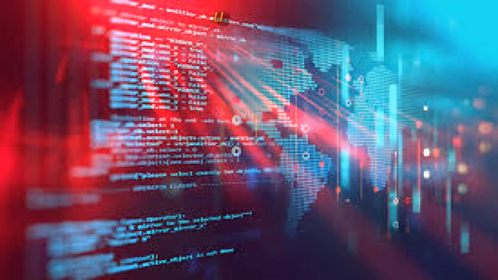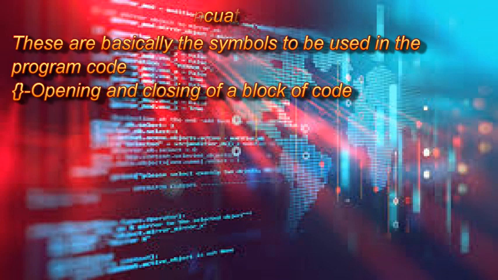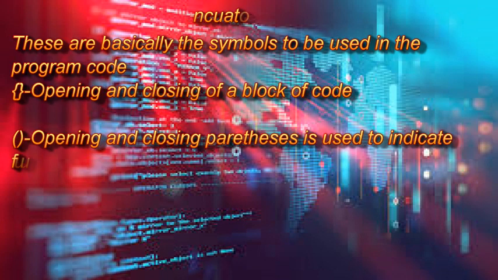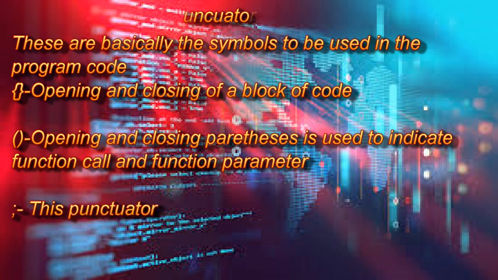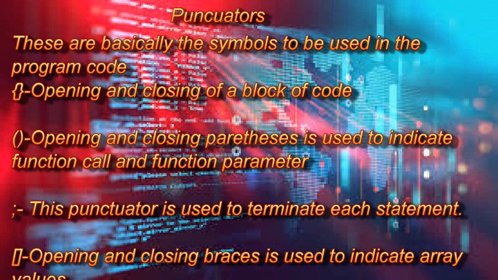So the next kind of token that we have is punctuators. Punctuators are similar to the punctuation marks that we use in any language. Punctuators are of various kinds. Number one, we have curly braces. Curly braces are used for the opening and closing of a block of code. For example, if we are defining a class, it will have a starting and an ending. That is known as curly braces.